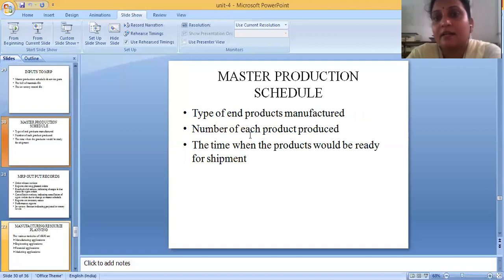Now, whatever I have explained about the master production schedule, the same thing is mentioned here. The type of end product manufactured, it means what is the end product that you are getting. Number of each product produced means if you are producing some pistons, how many pistons you are going to manufacture, how many piston rings you are going to manufacture. Number of each component manufactured. Next, the time when the product would be ready for shipment, in the sense when you are going to send it to the market. All these things will be mentioned in the master production schedule. So this is the input to MRP.